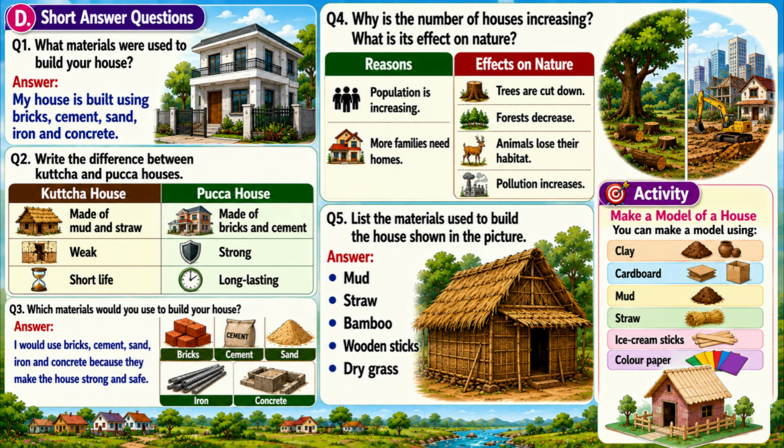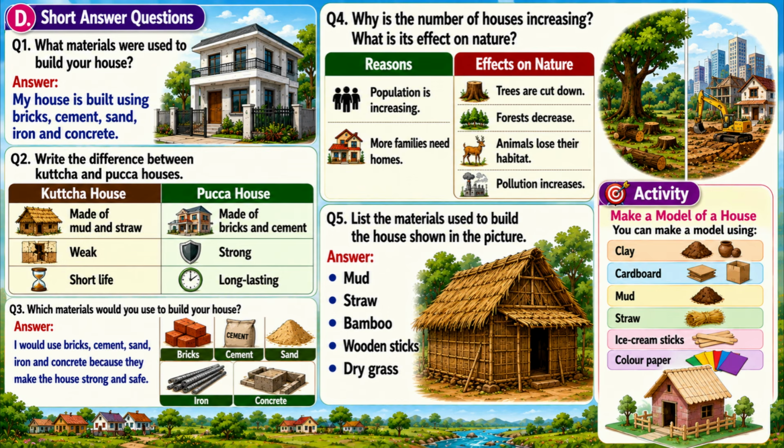As the population increases, more houses are needed. This can lead to cutting of trees, reduction of forests, loss of animal habitats and an increase in pollution. Remember, a house gives protection and safety to living beings. Now, let us move to the final conclusion of the chapter.